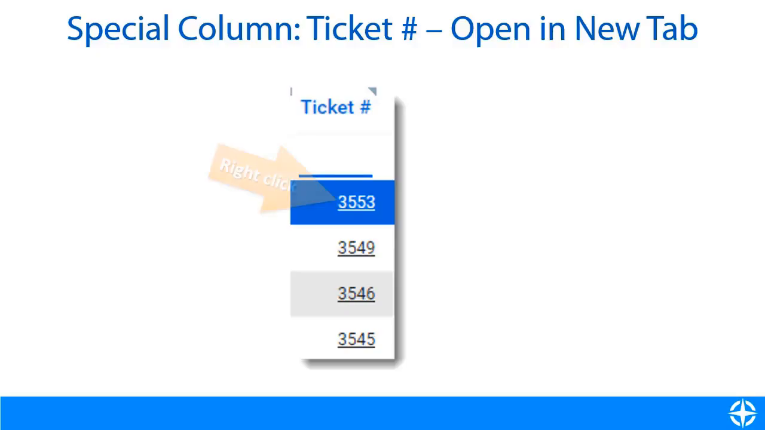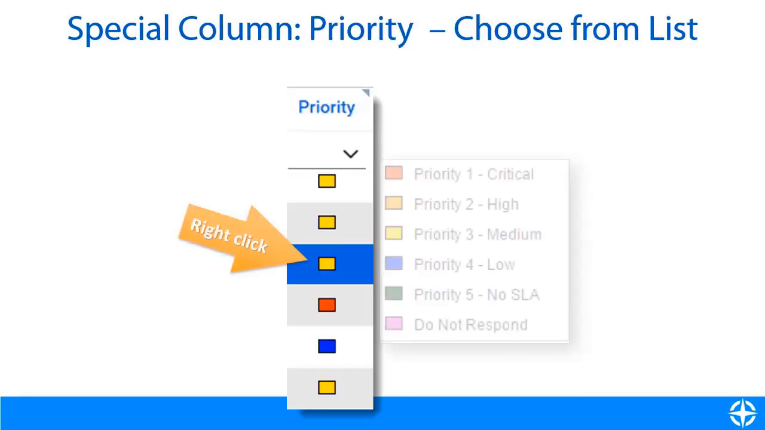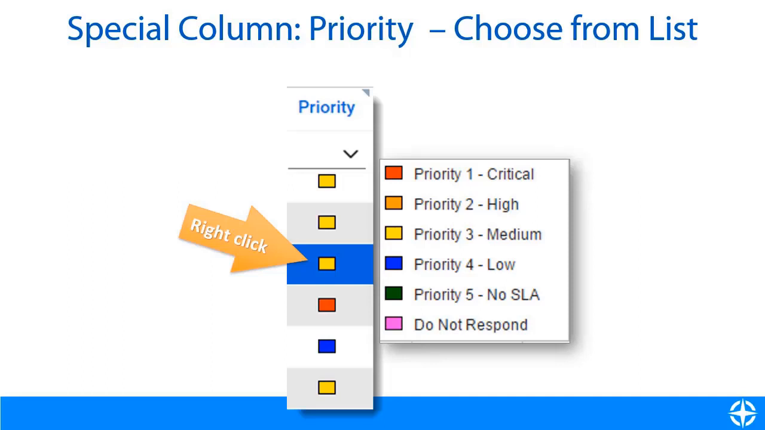In the Ticket Number column, right-click on the entry, and that ticket will open in a new tab so you don't have to disrupt your service board. On the Priority column, right-click the entry to see all the options to change the priority of the ticket. For example, a ticket comes in with the summary, "Server is down." We can upgrade it to a Priority 1 without opening the ticket.